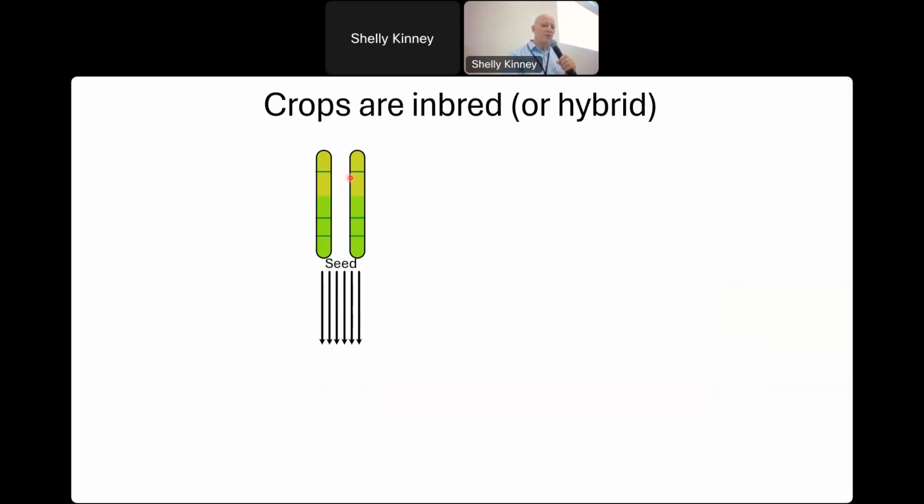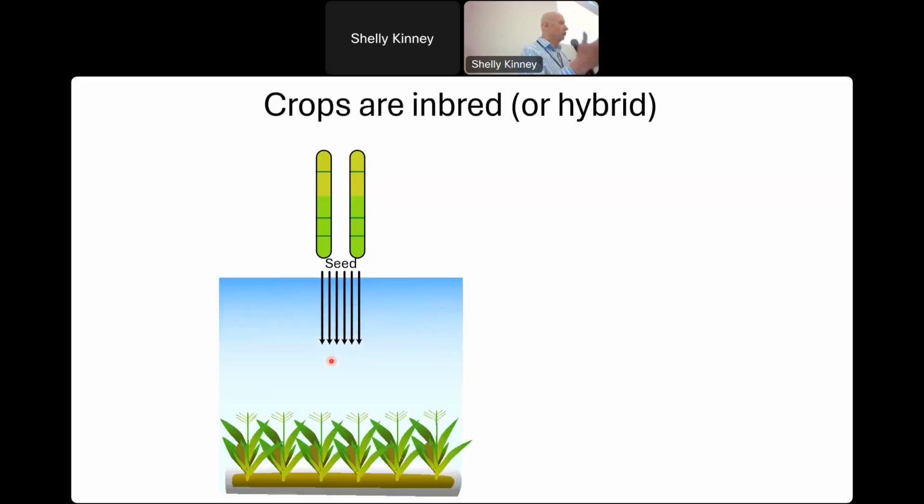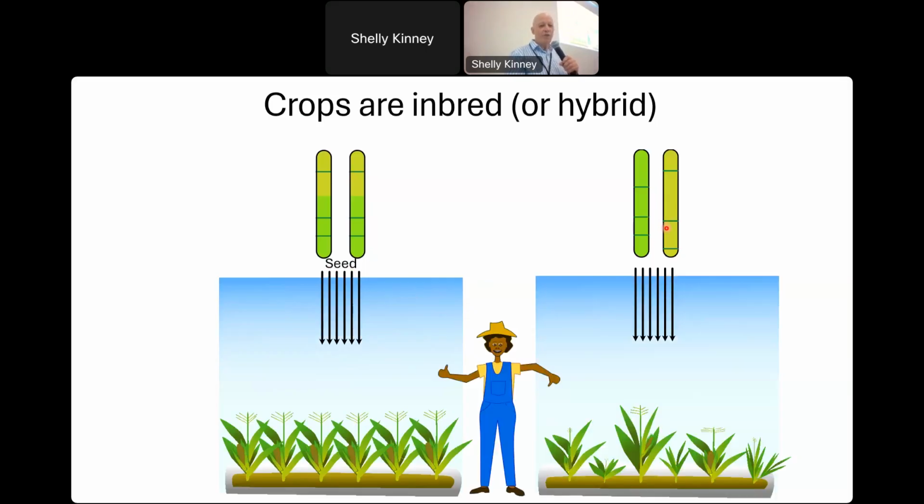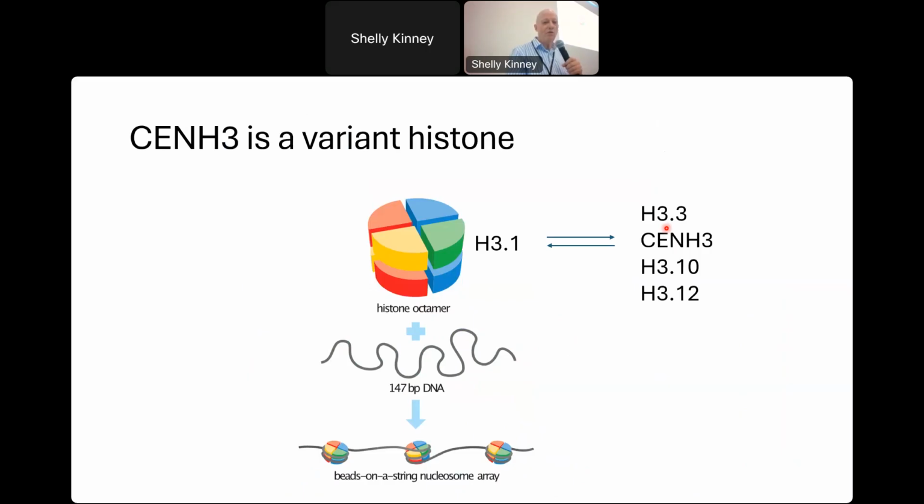So you might sell the seed of a homozygote to the farmer, and the farmer is able to grow a homogeneous crop. If you extract the seed from a heterozygote like this one, well, you get something which the farmer doesn't appreciate. So in breeding, it's short-circuited, it's accelerated by the availability of haploids. And the technology I'm going to tell you about this morning is based on this variant histone, SNH3.